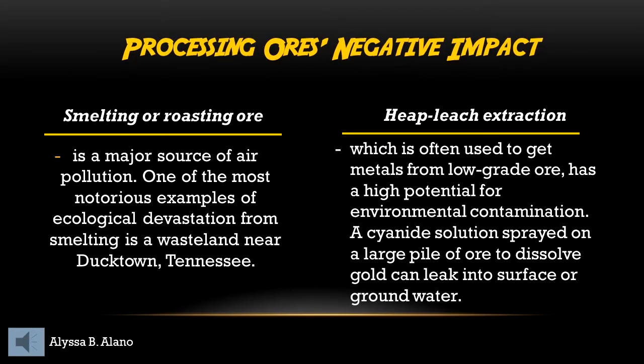Processing ore's negative impact. By using the method of smelting or the roasting of ore and the heap leach extractions, ores can be extracted. So, the negative impact of smelting is it is a major source of air pollution. One of the most notorious examples of ecological devastation from smelting is a wasteland near Ducktown, Tennessee.